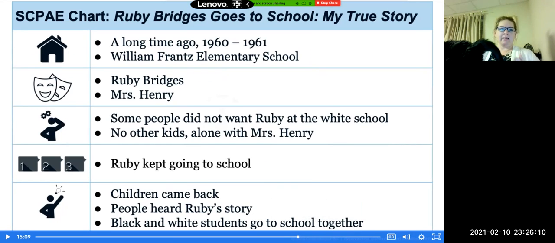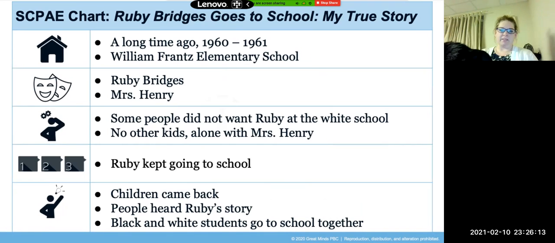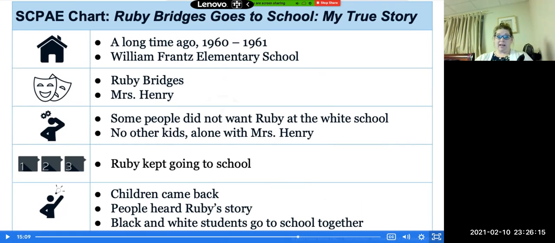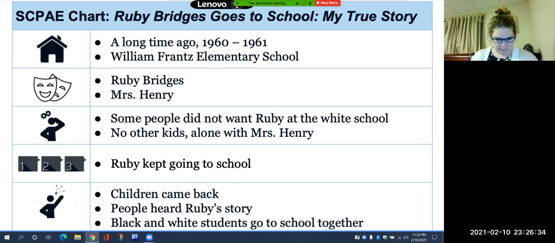All right, so we know that the problem was that some people did not want Ruby at the white school. And so no other kids came to school, and it was just Ruby and Mrs. Henry alone. And the action was that despite all of the things that were happening, Ruby kept going to school every day. And then the resolution is at the end, children came back, lots of people heard Ruby's story, and Black and white children were able to go to school together.